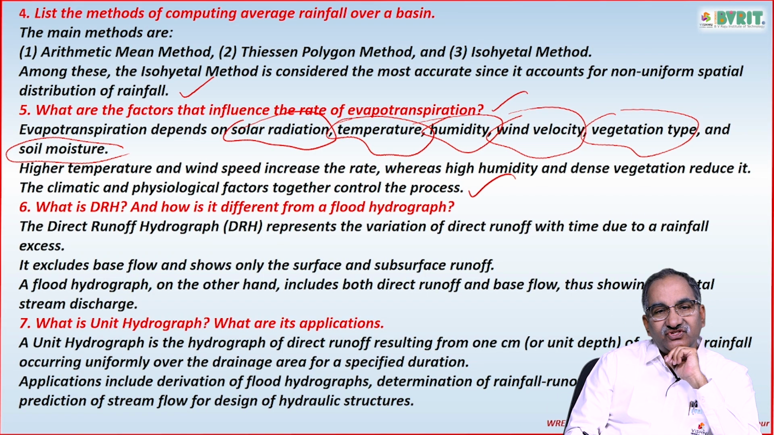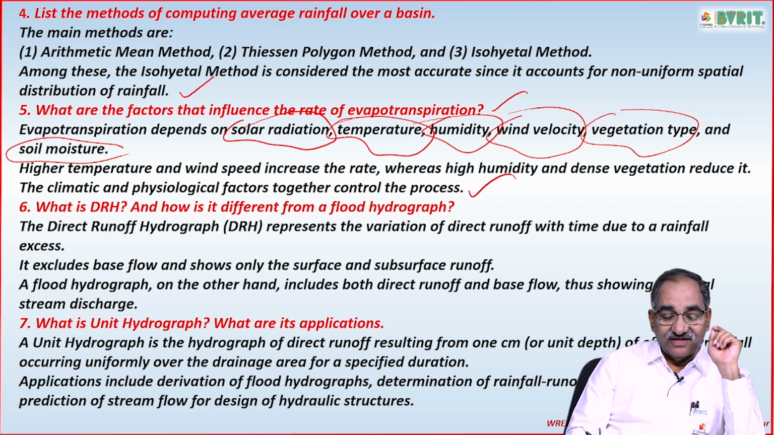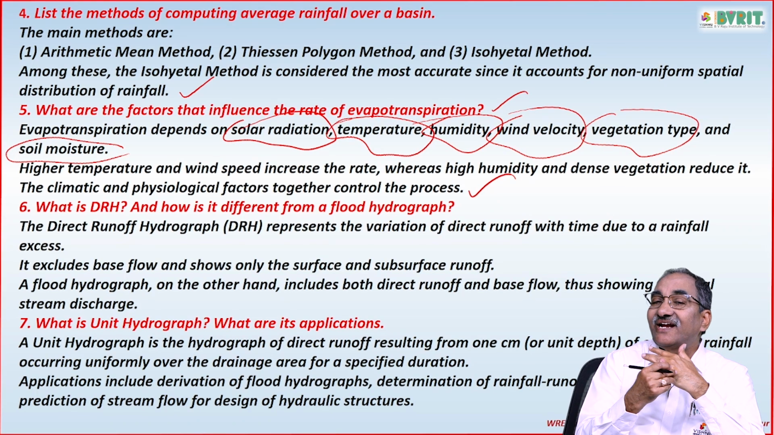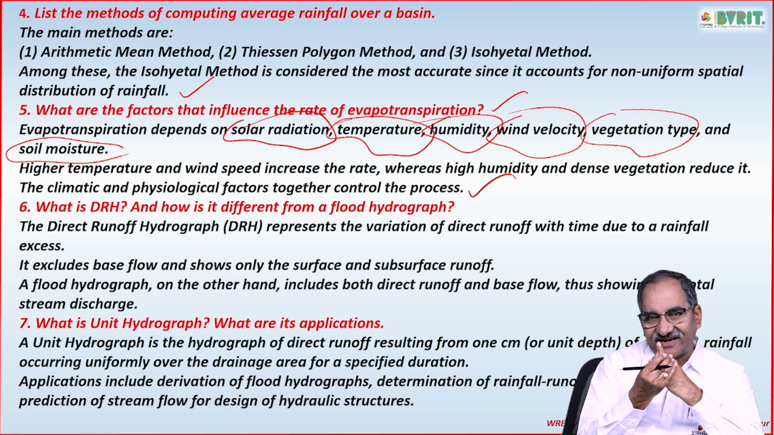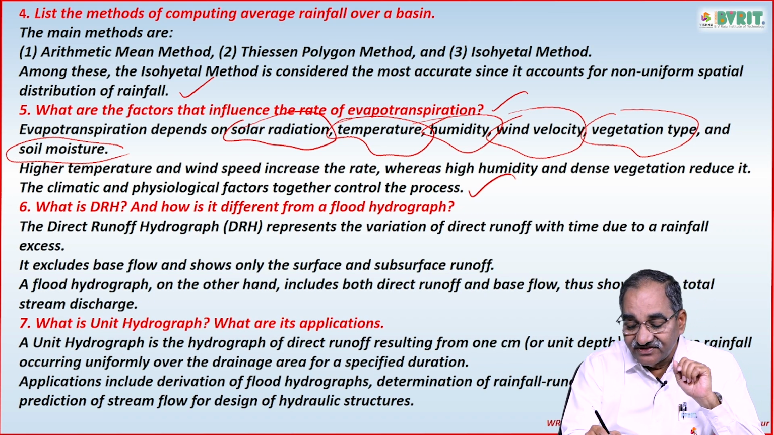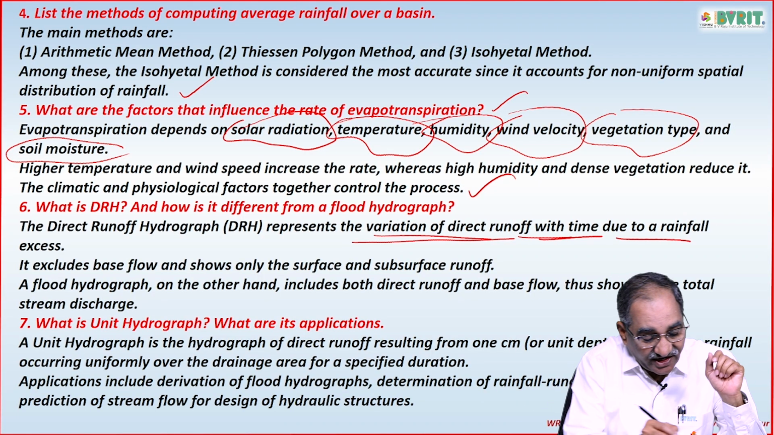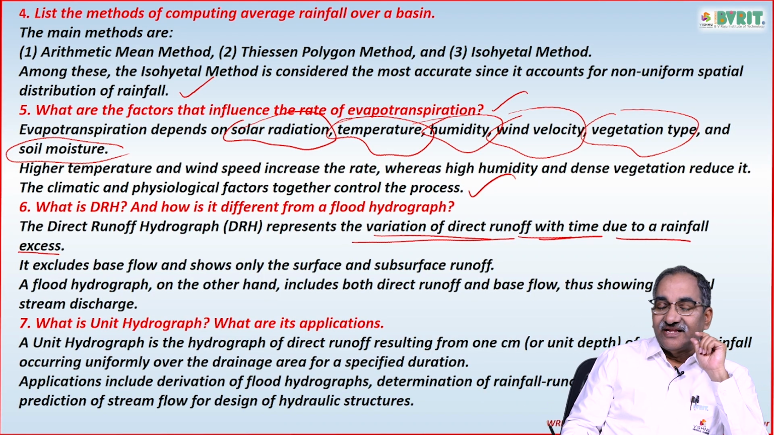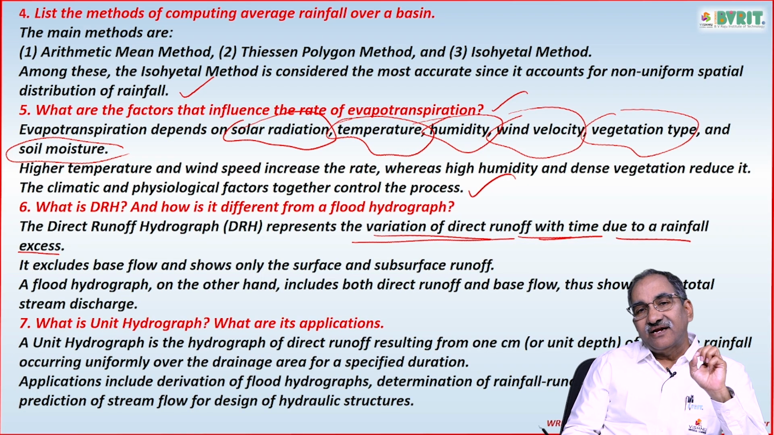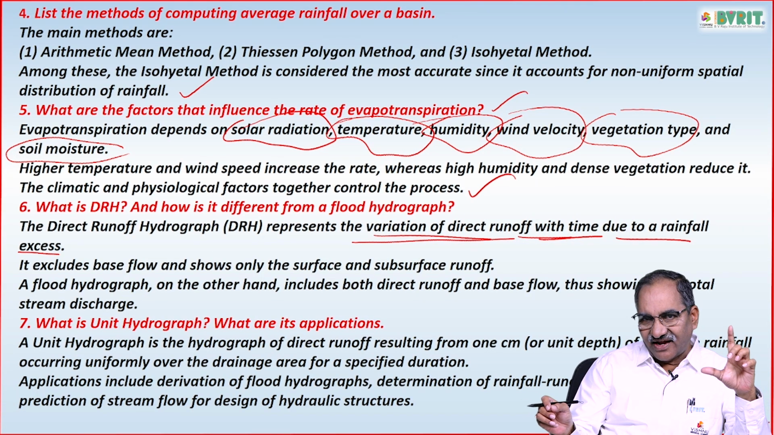Then, excellent question. What is DRH? DRH means a direct runoff hydrograph. And how is it different from a flood hydrograph? So there are 2 things here. One is flood hydrograph. The second one is direct runoff hydrograph. The direct runoff hydrograph represents the variation of direct runoff with time due to a rainfall excess. That is the first thing. It is nothing but the direct runoff on the y-axis and the time on the x-axis.